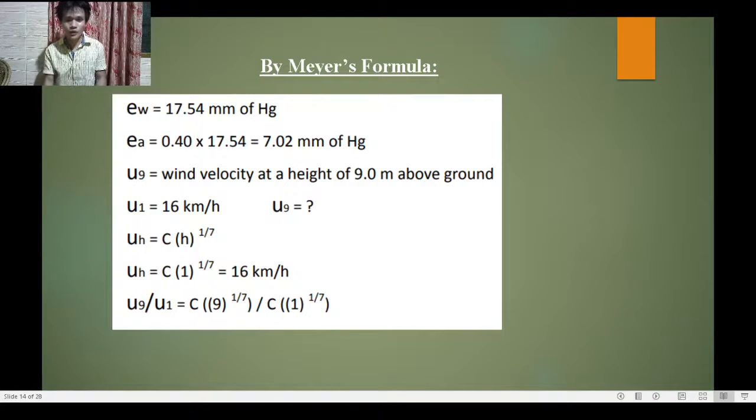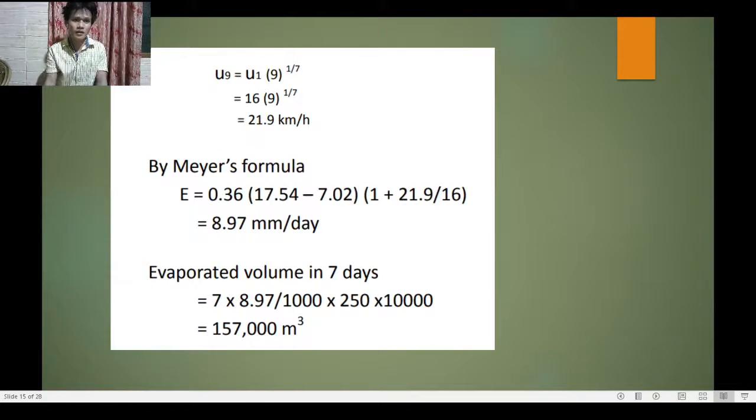So 1 raised to 1 over 7 is just equal to 1, and the C in the numerator and the denominator will cancel out, leaving us with U sub 9 equal to U sub 1 multiplied by the height 9 meters raised to 1/7, so 29 kilometers per hour. So by Mayer's formula, E is equal to 0.36 multiplied by the quantity 7.54 minus 7.02, multiplied by the quantity 1 plus 21.9 over 16. All of this equals 8.97 millimeters per day.